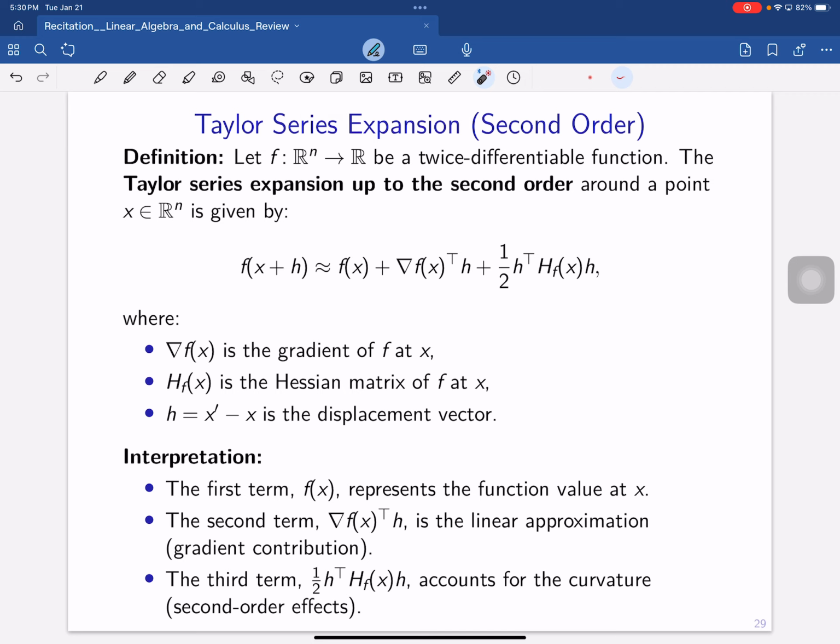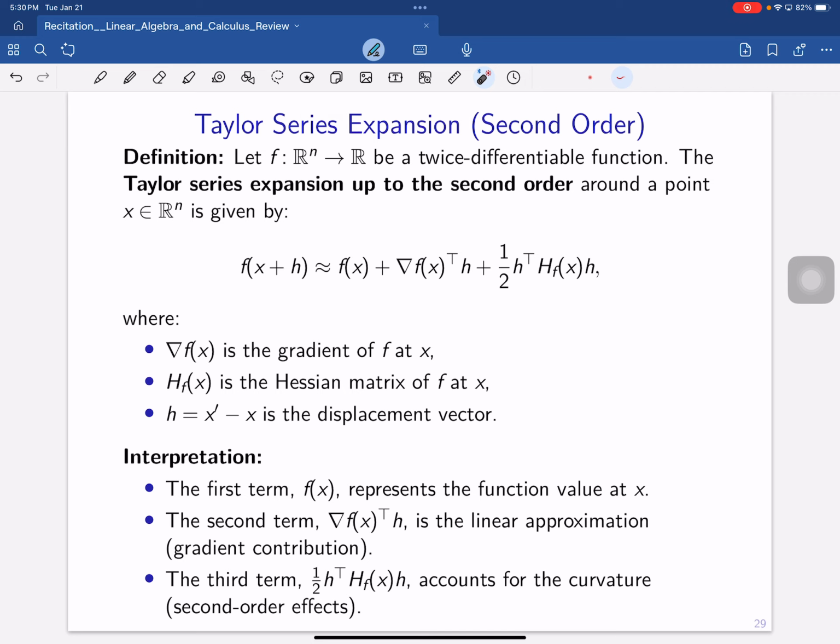Then you take the derivative at this current point x times the perturbation, and then you have 1/2 h transpose the Hessian times h, right? So this is like a second order curvature of the function. Okay, and the small h is like the displacement vector, right? The amount you are going to perturb the vector x.